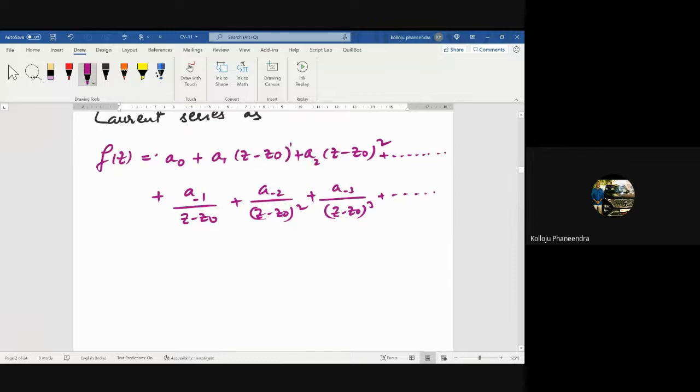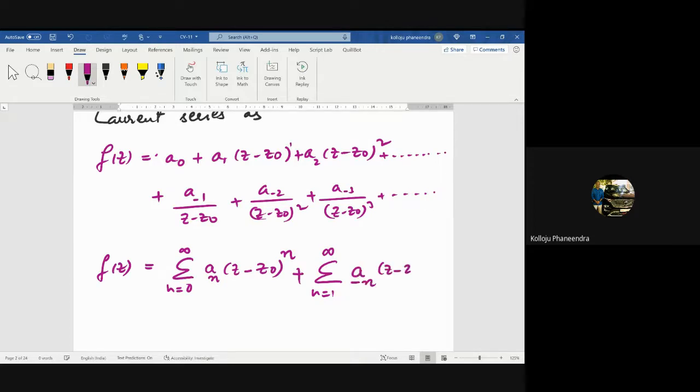That means I can write this power series as: first, the sum from n equals 0 to infinity of a n into z minus z naught whole to the power of n. Agreed? First one is the positive power series. Plus, coming to the negative power series, it starts with 1, so the sum from 1 to infinity of a minus n into z minus z naught whole to the power of minus n.